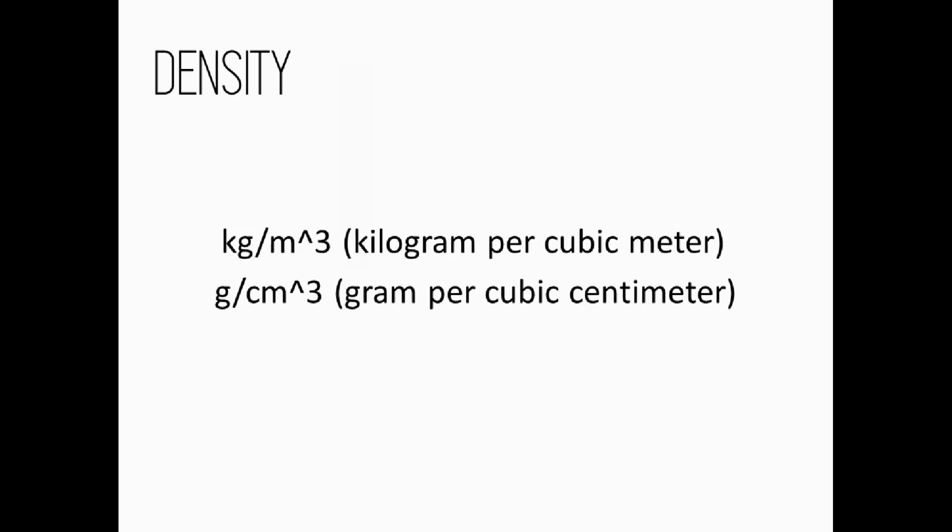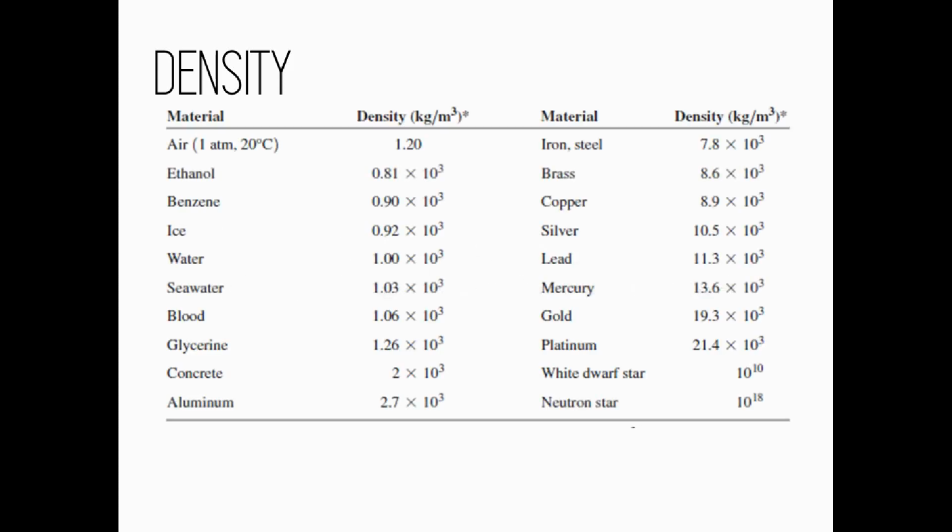Density is expressed in SI units as kilogram per cubic meter, and occasionally in the laboratory as gram per cubic centimeter. Densities of solids and most liquids are very nearly constant, but the densities of gases vary greatly with temperature and pressure.